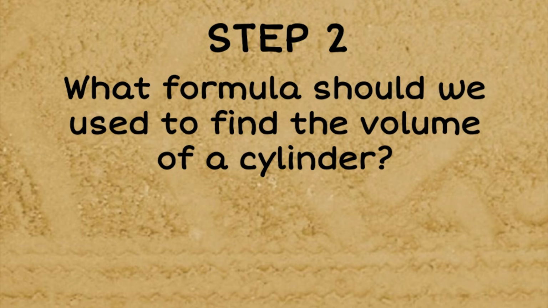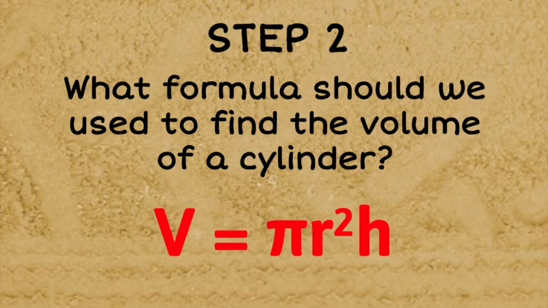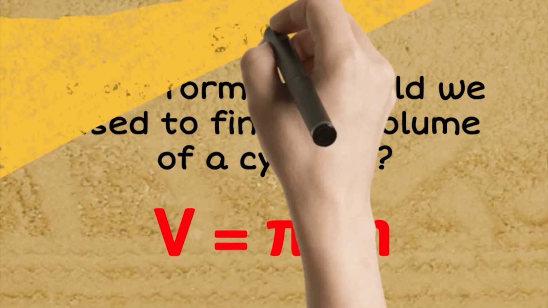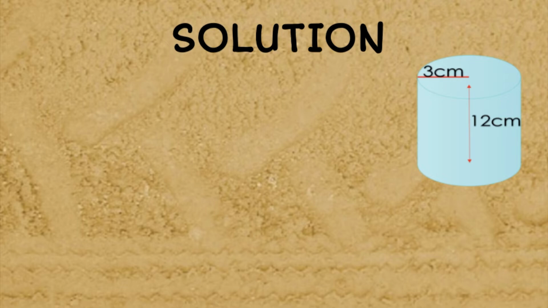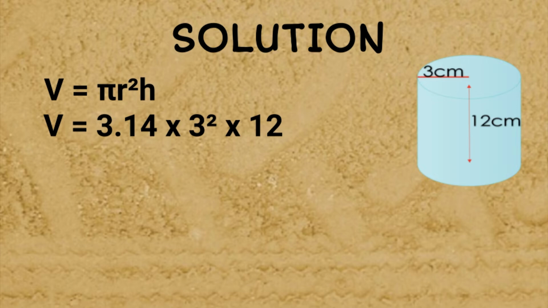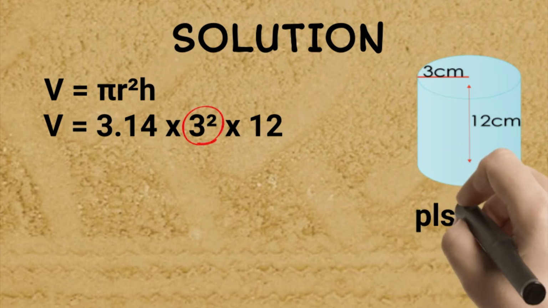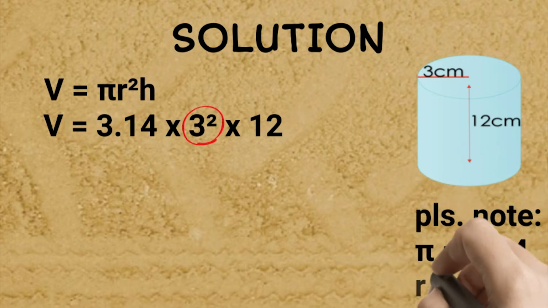In order for us to get the volume of a cylinder, we need to use the formula volume is equals to pi times radius raised to 2 times height, or volume is equals to pi r squared times height. Now that we know the formula that we need to use, let's move on to step 3, act on the plan. Using the formula volume is equals to pi r squared times height, the estimated value of pi is 3.14 times the radius 3 raised to 2 times 12.